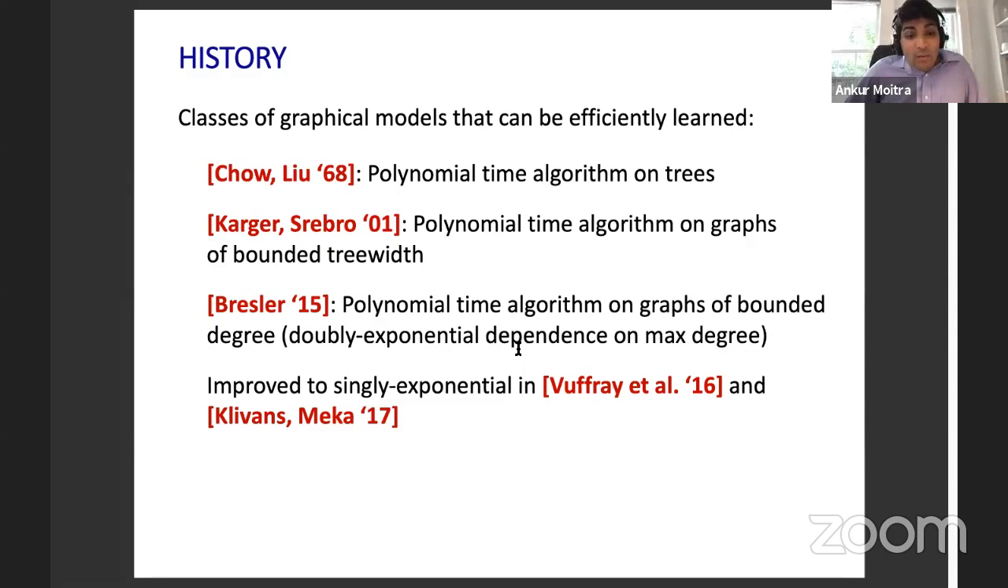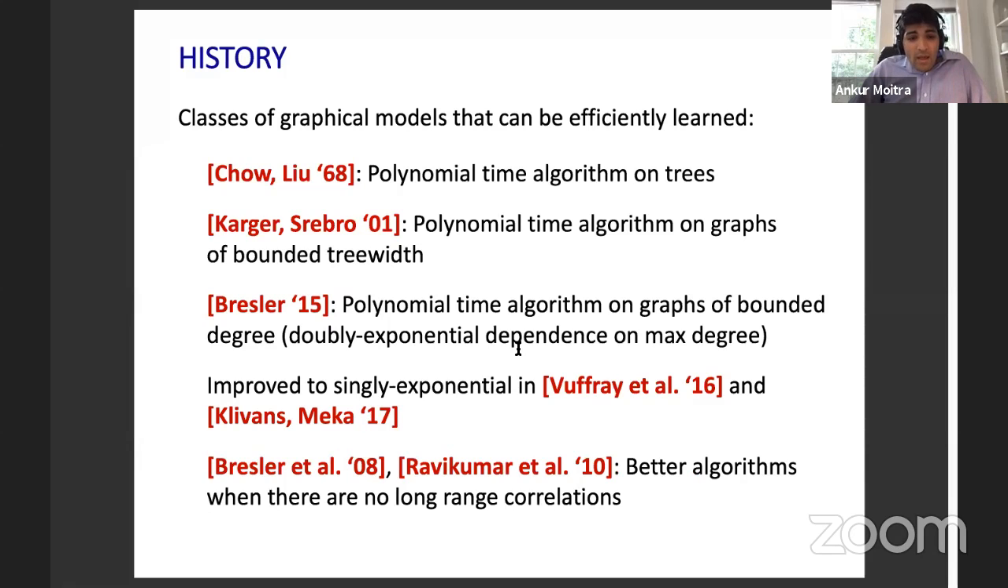So in any case, there were improvements that were really interesting. There is an improvement by Vuffray et al., I think Vuffray is the next speaker, which improved the dependence on the degree to being singly exponential, and an improvement due to Klivans and Meka that makes some really nice connections to regression. And singly exponential is actually optimal, it turns out. So these algorithms are the best you could hope for in terms of sample complexity and roughly in terms of algorithmic complexity.